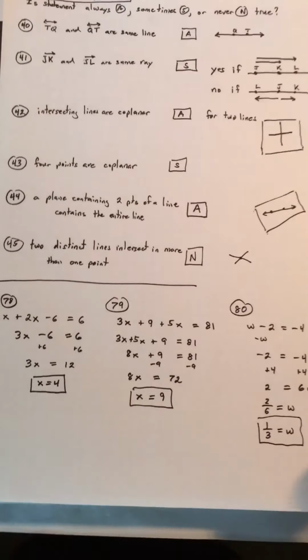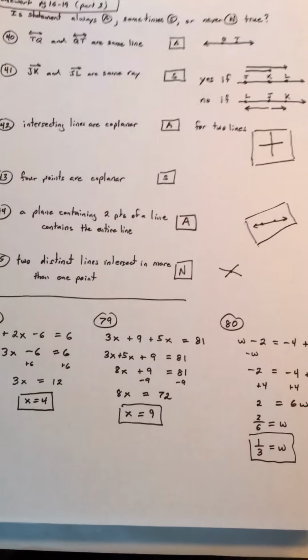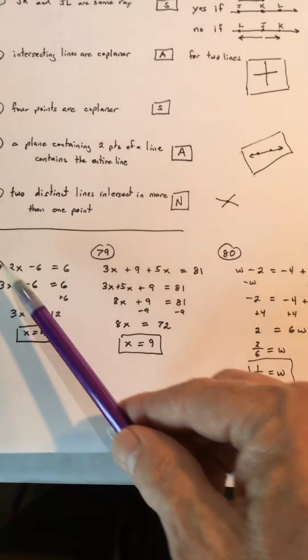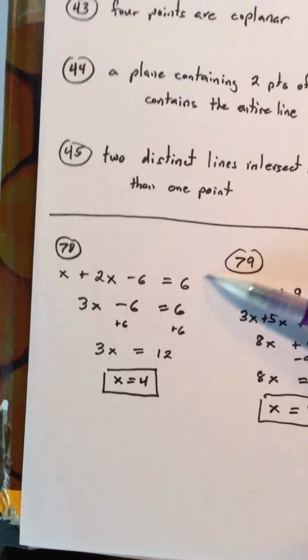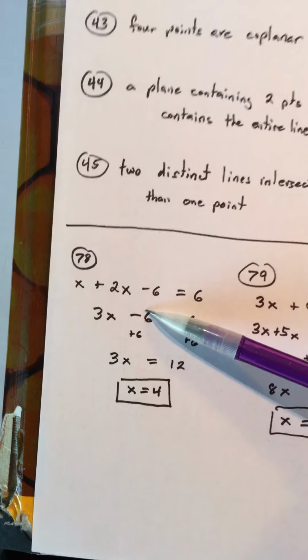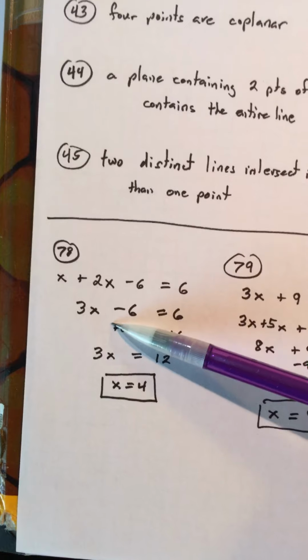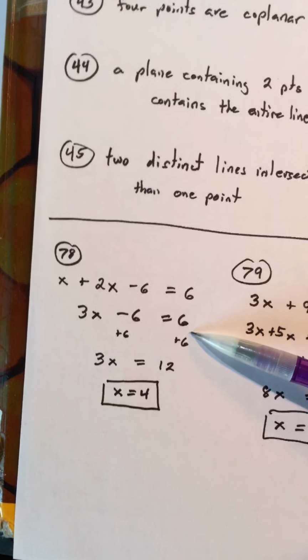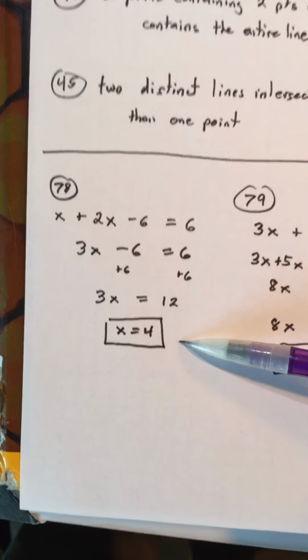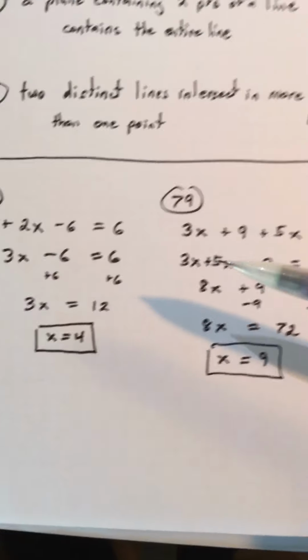Now I'm going to skip over the graphing part and do that in just a second, but let's look at the last 3 problems, which are 78, 79, and 80. And these are just going over some algebra. So the first one, x plus 2x minus 6 equals 6. So I notice I can combine the x parts. So 3x minus 6 equals 6. Add 6 to each side. So I get 3x equals 12, or x is 4.